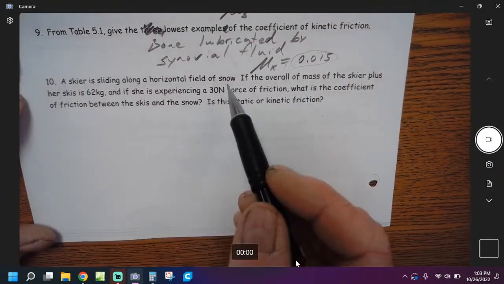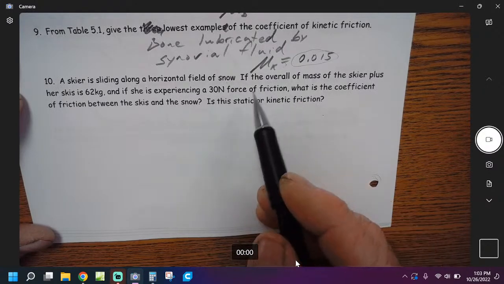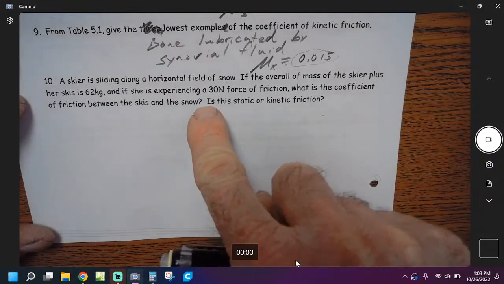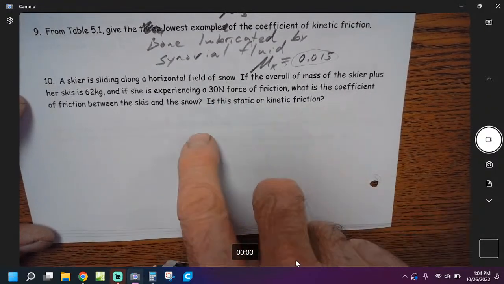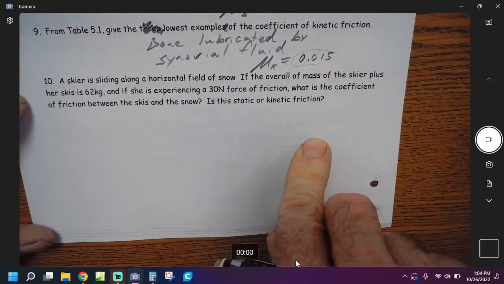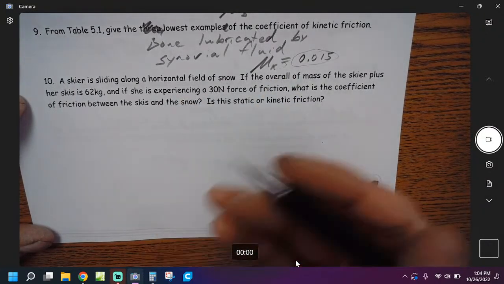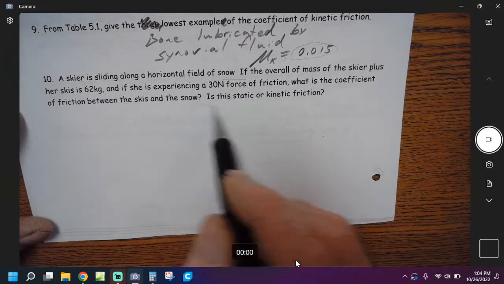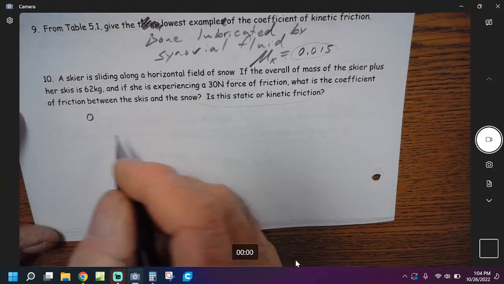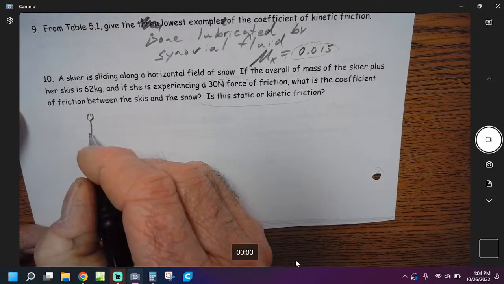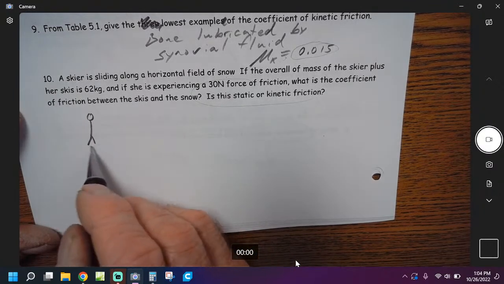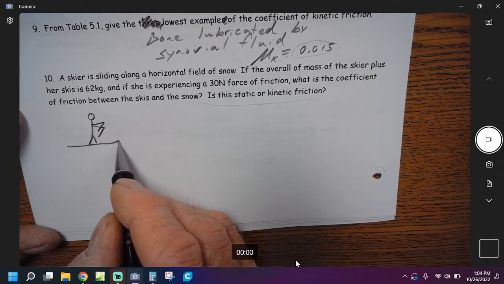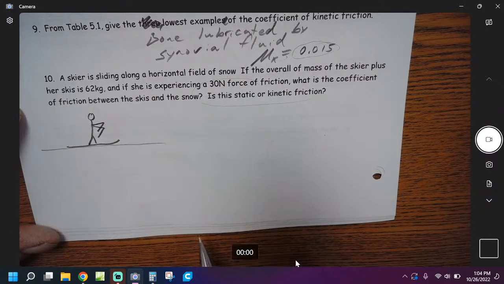Number 10, this is just a little example problem. It kind of looks like, if you think, oh, I've got to find acceleration, I've got to write the equation for net force in terms of Newton's second law, and the equation of net force in terms of sum of forces, and do all that stuff, which you could do here, but we don't really need to do that. So I'll draw a picture and then I'll just answer this question. Here's a skier who's sliding along on a horizontal field of snow. It's got a long torso and a couple of ski poles, and there's the horizontal field of snow.